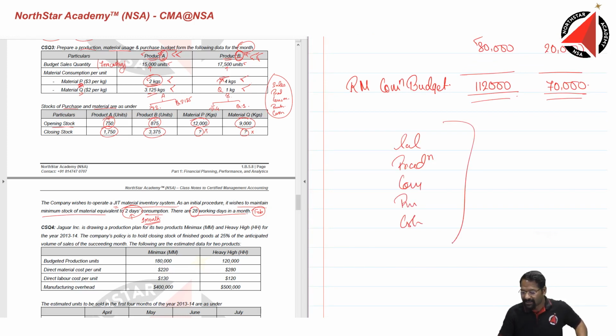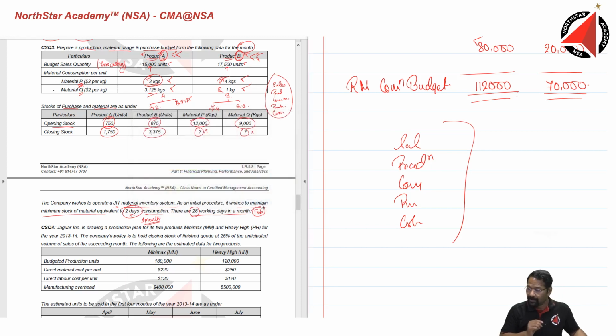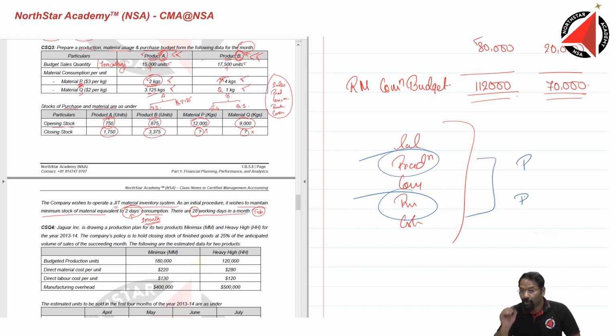Which are the budgets starting with alphabet P? Identify the budget starting with alphabet P. So one is purchase budget. Which is the other budget? Production budget. So all the budgets starting with alphabet P only need opening stock and closing stock.